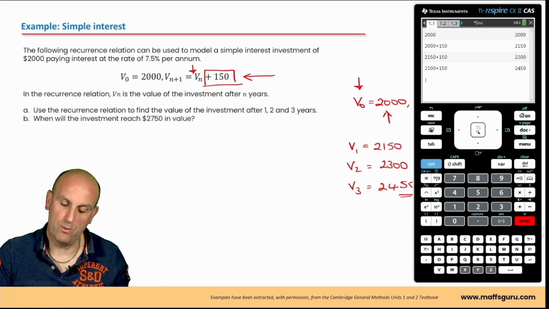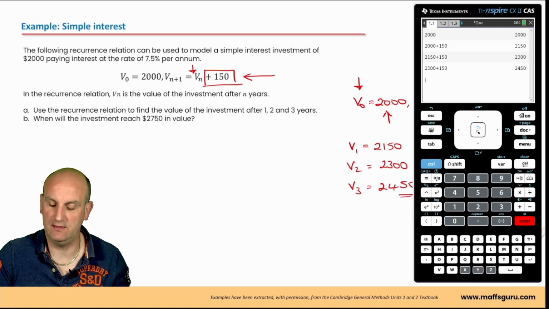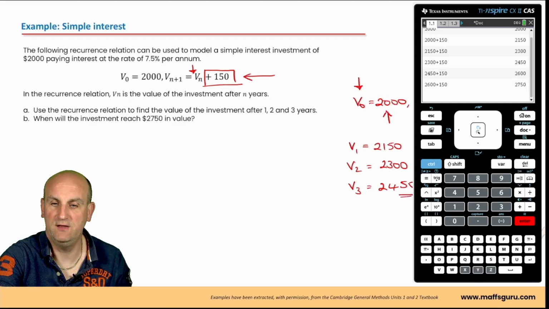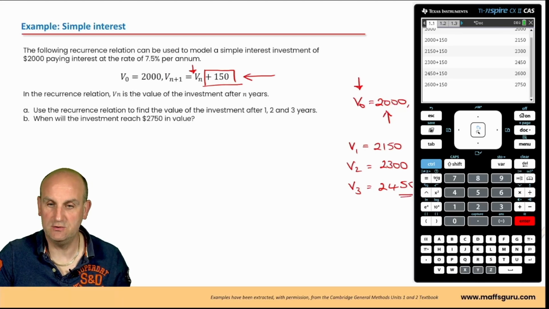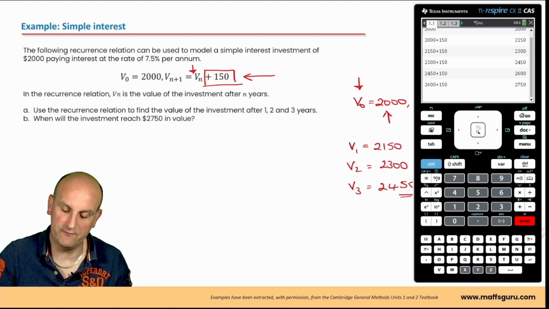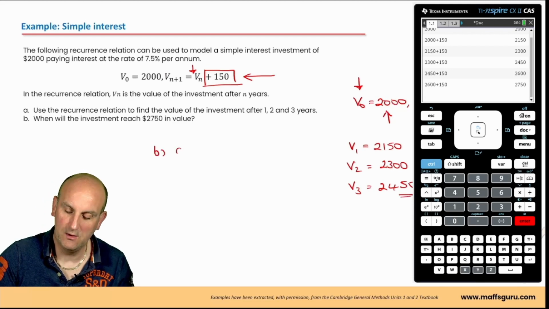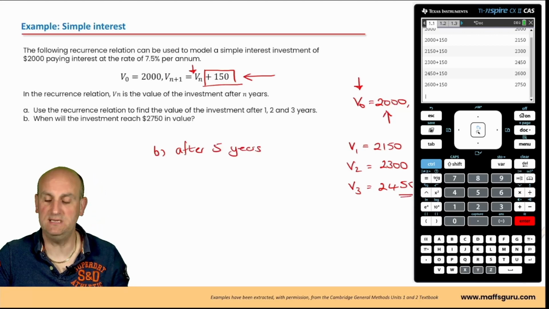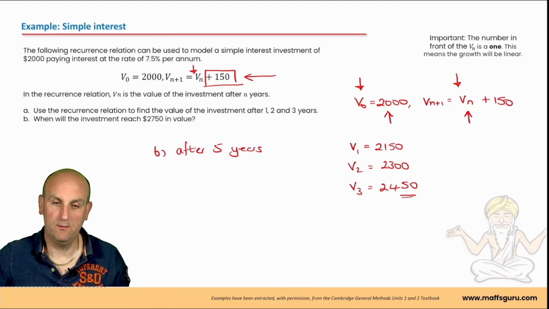All right, B, when will the investment reach 2,750 value? Well, we've already got the third year shown on the calculator. So what I really need to do is just keep going. 4, 5. So actually, 2,750 will be after, so for my answer for part B, would be after 5 years. Ka-ching. Nice and easy, loving this. All right, what are we doing next?